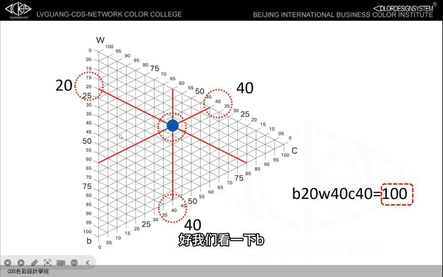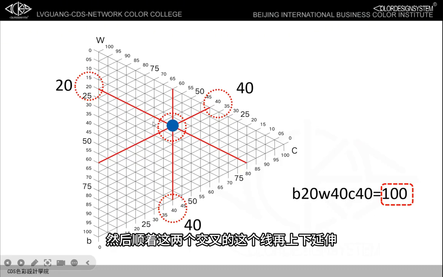Okay, let's take a look at B. We mainly use this blue color as the core. It's the amount of black. This line extends 20 positions. Let's find a line, this is black 20. Then the second one belongs to W. These values are arranged in the white direction. This line is called white. The white line, the middle piece he pointed to, this point is 40. This is 40. We first have black 20, white 40.